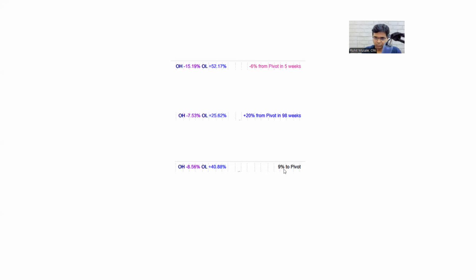So the stock has to go up 9% to reach the pivot, which means the high and the pivot point is almost the same. So if the stock is down from the high by 8 to 9%, and the stock has to go 9% above to reach the pivot, that means the high and the pivot is the one and the same. Okay. And it is 40% above the 52-week low.